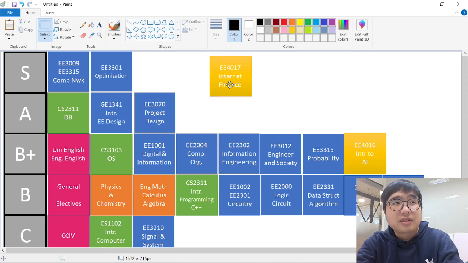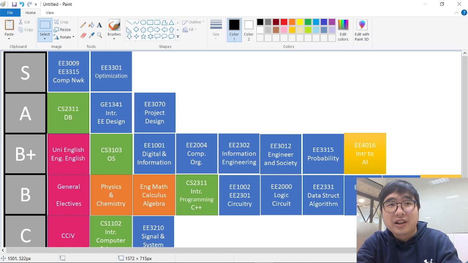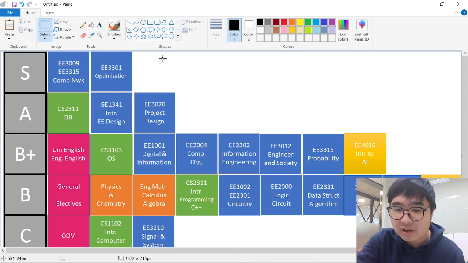And overall, I think it's a pretty mid course. It's an easy course that you can get high grades in, but I don't think that you can learn that much if you take this course. So that's why I'm giving it a B.